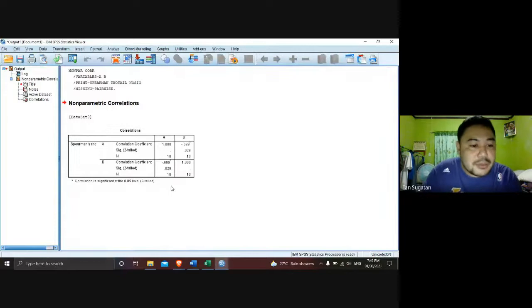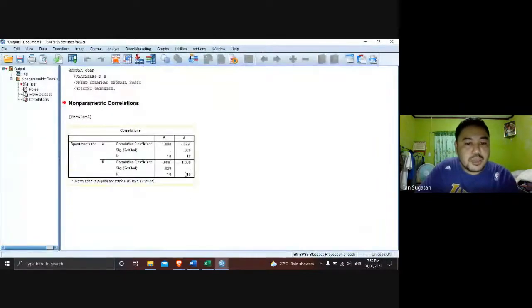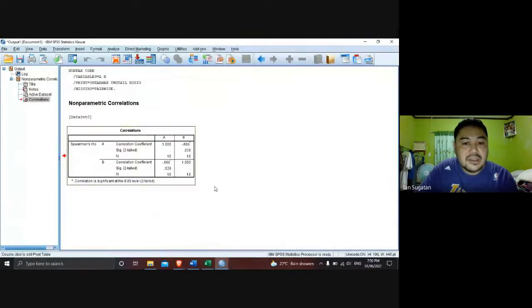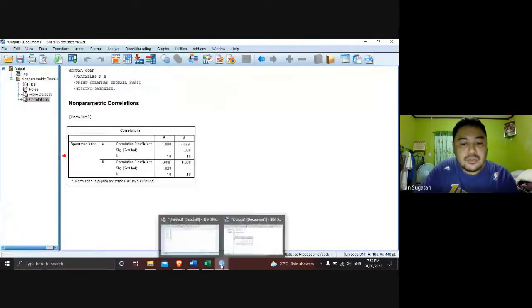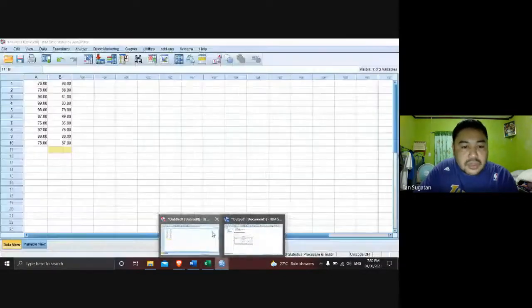So the answer to our question of whether there is a correlation is this one. Correlation is significant. Meaning to say there's a relationship between A and B. Okay? So we computed the correlation, and let's try to see if our scores are the same. Other than that, you don't need to follow the long method. But I don't know if it's really the same.